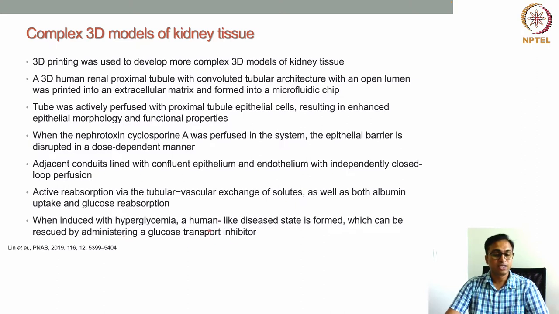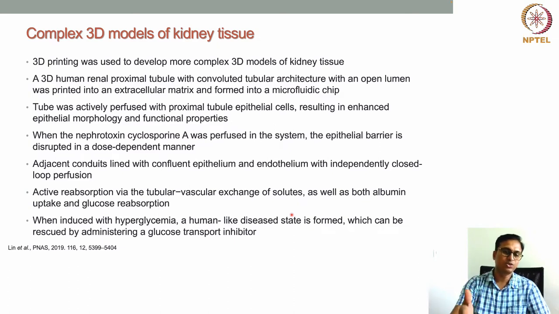In case of a diabetic kidney, if people are diabetic and the sugar level is high in their body, that causes a disease in the kidney. That kind of similar disease can be developed by inducing the 3D printed proximal tubule with hyperglycemia, with a high amount of glucose. But again, this can be reversed by administering a glucose transport inhibitor. Typically for this kind of condition, glucose transport inhibitors are generally prescribed, and they found that a similar response can be seen by using a glucose transport inhibitor in a 3D printed model.